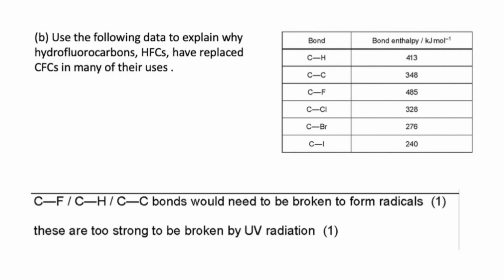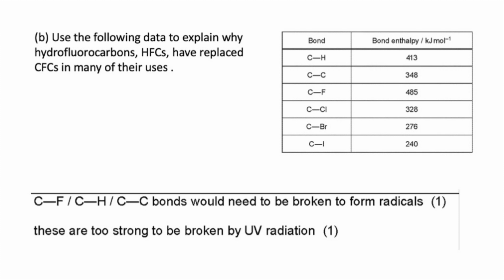So question 2B is asking you to use the following data to explain why hydrofluorocarbons, HFCs, have replaced CFCs in many of their uses. Now, remember that CFCs cause damage to the ozone layer because the carbon-chlorine bond breaks when the CFC comes into contact with UV light. Now, if you look at this table, you'll see that in HFCs there are CC bonds, CH bonds and CF bonds. And this table shows you that those bonds are a lot stronger. They need more energy to break than a CCl bond.